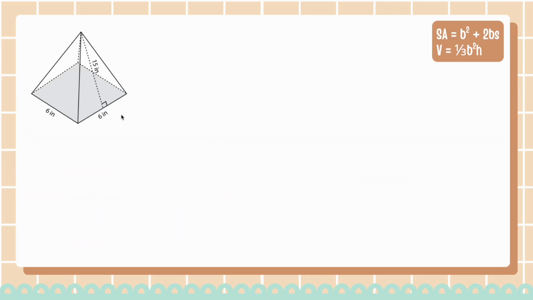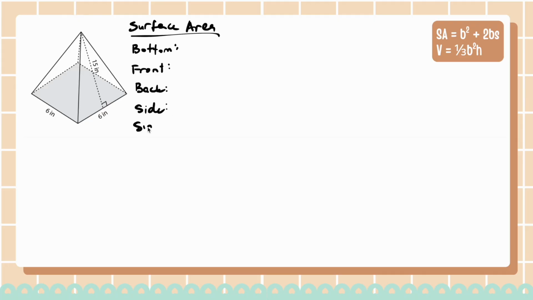All right, let's try one more example with this square pyramid over here. So starting off with our surface area, we're going to label all 5 sides. So I have the bottom of the pyramid. I also have the front, back, side, and side. So let's start off with our square bottom down here.